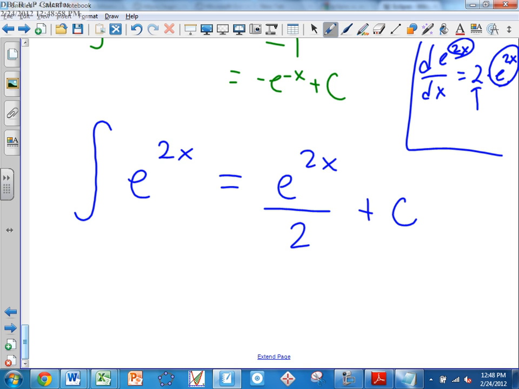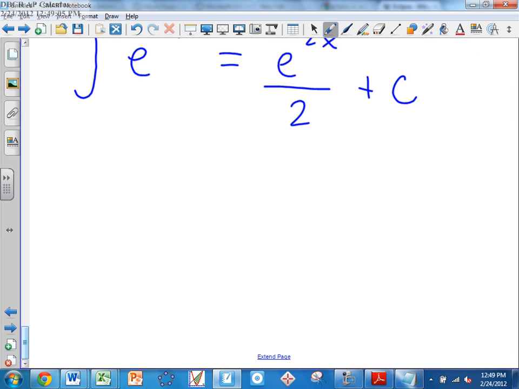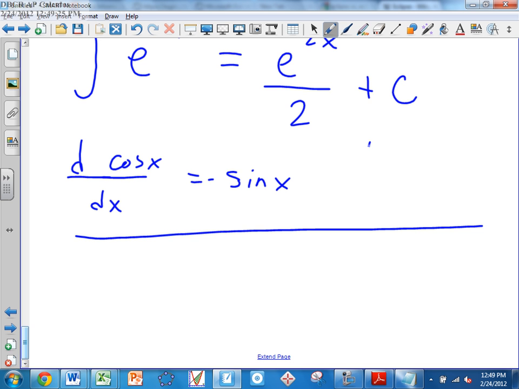Okay. The next two are the last two I want to get to for today, sine and cosine. All I want you to think about is, when you did the derivative, what did you get? Remember, the derivative of cosine x was equal to negative sine x. Everybody understand that? When there's a co, it was the negative in the front. And the derivative of sine was equal to just cosine.